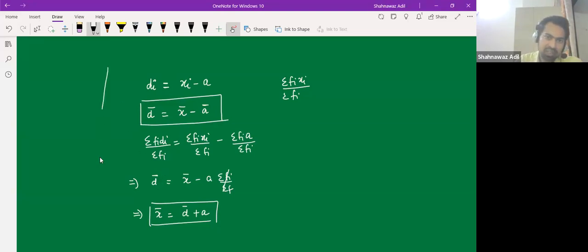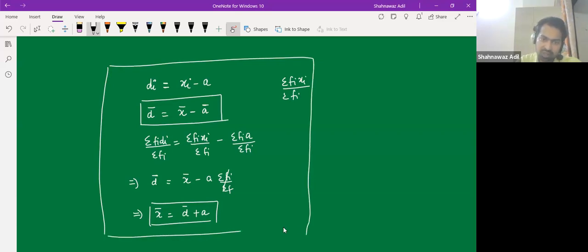Do you guys have any doubt in this part? So in the assumed mean method, this is how you calculate the mean. In the assumed mean method, what do you calculate? You calculate d bar, which is this, and then add whatever mean you have assumed.